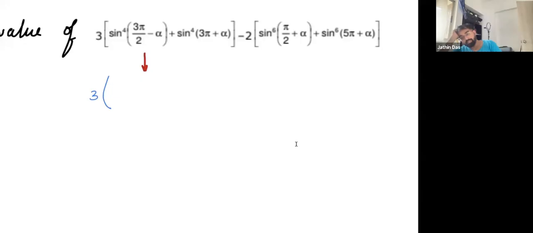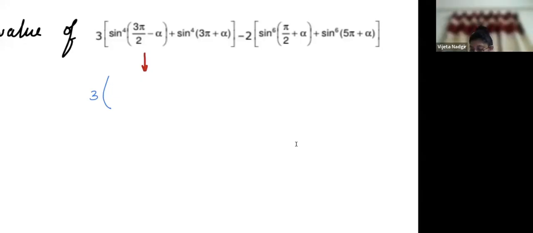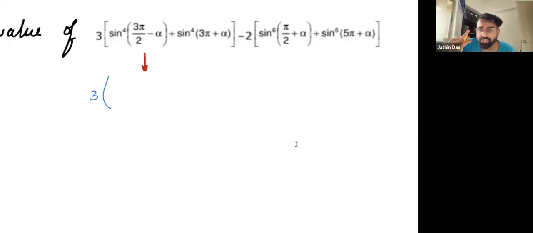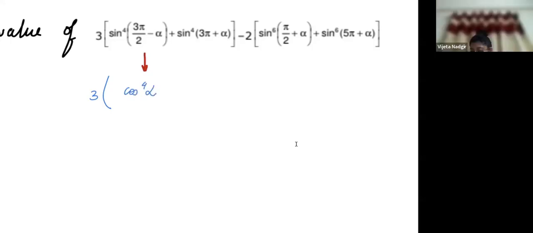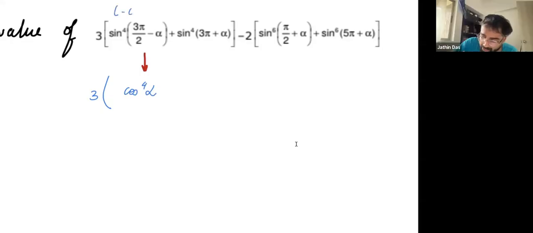Sin 270 minus theta? Cos minus cos raised to 4. So minus hai, but it is an even power, so don't worry. It will be cos raised to 4 alpha. Even power hai na? So not a problem. It will be minus cos alpha raised to 4, which will be cos raised to 4.